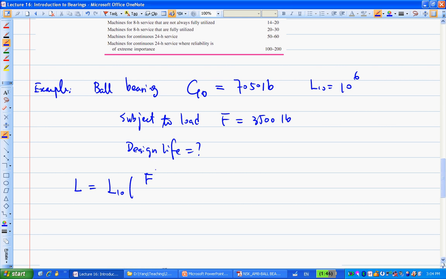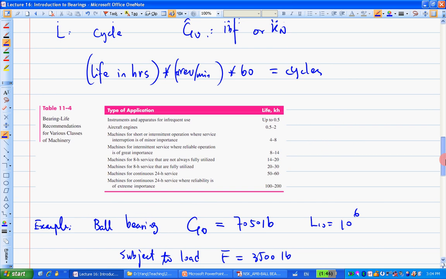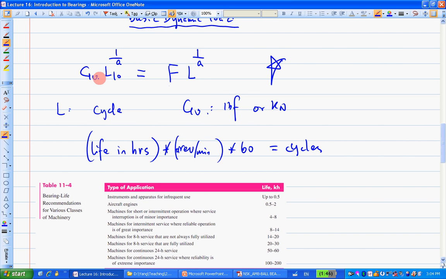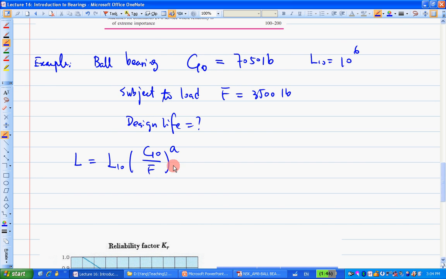L equal to, let's say this is our L10 there, times C10 divided by F, to the power of A. So you basically solve this equation: divide to this side and get rid of the 1 over A, take the power of A. That's this equation. As a matter of fact, that's the second kind of equation you may use in terms of bearing calculations. So plug everything in.